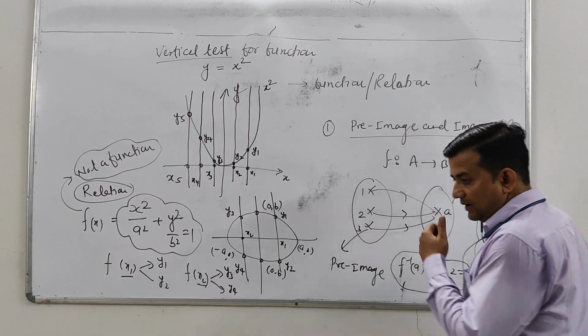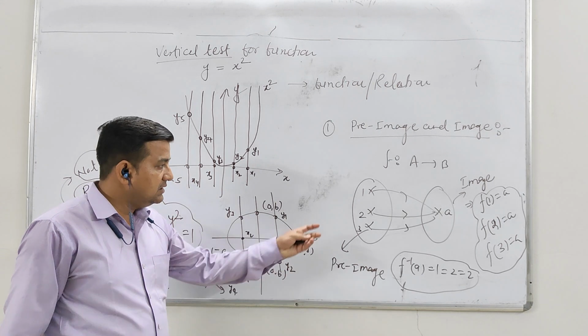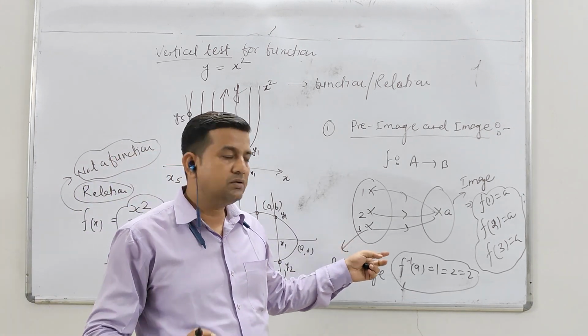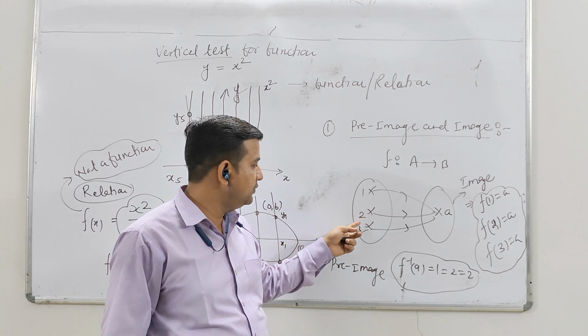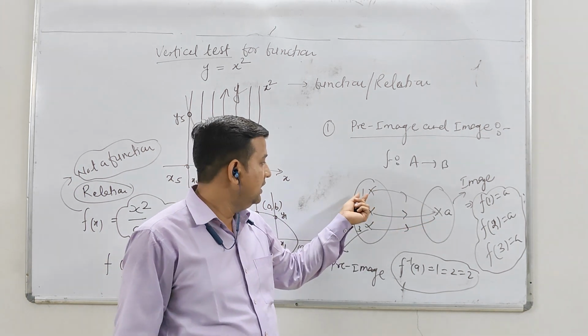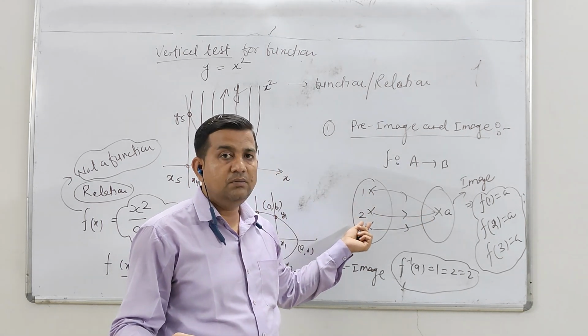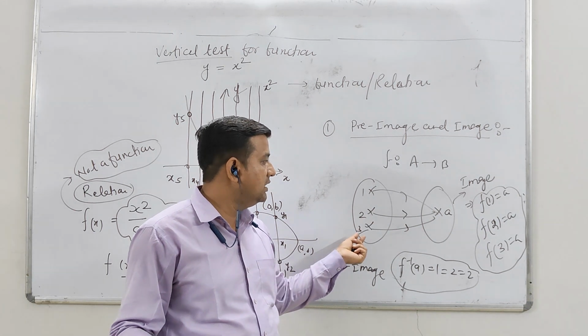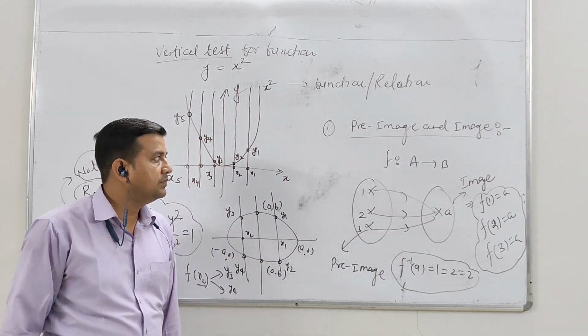A question arises in the student's mind: is it a function? Yes, it is also a function. Why is it a function? Here three inputs are available and each generates a single output. So it has a unique image, that is a. It also has a unique image, that is a. It also has a unique image, and that is a. This is the basic concept of the function.